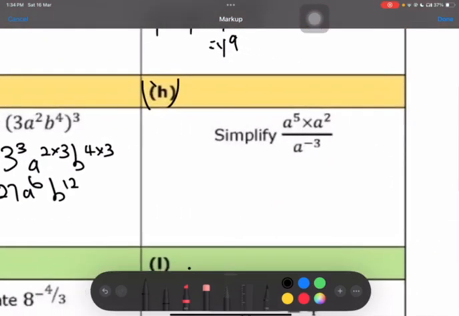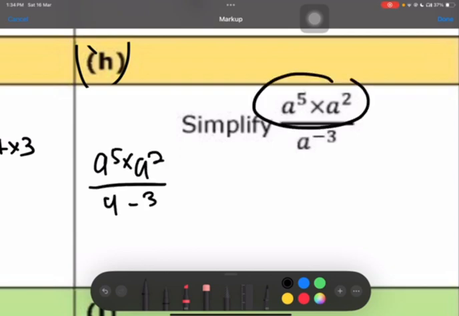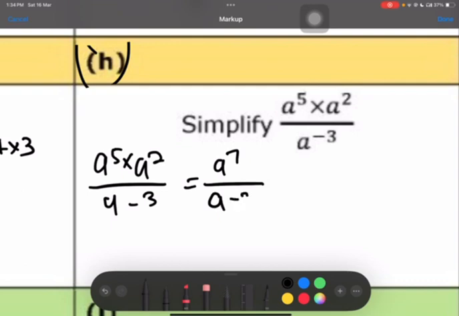And now for the last question. Simplify a to the power of 5 multiplied by a to the power of 2 divided by a to the power of -3. Okay, so let's apply what we have learned. Multiplication without brackets here. Just gonna add them up, just a to the power of 7 divided by a to the power of -3. It looks something like this.